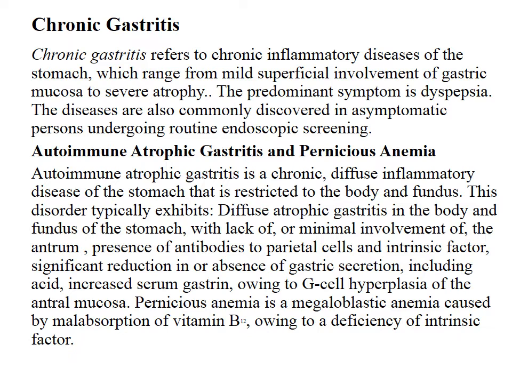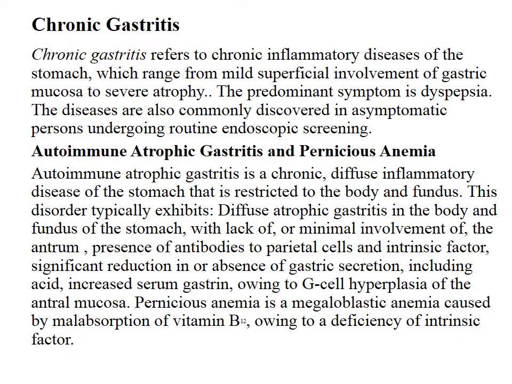Presence of antibodies against the parietal cells and antibodies against the intrinsic factor. There is also significant reduction or absence of gastric secretions, including acid, with increased serum gastrin because of G-cell hyperplasia of the antral mucosa.